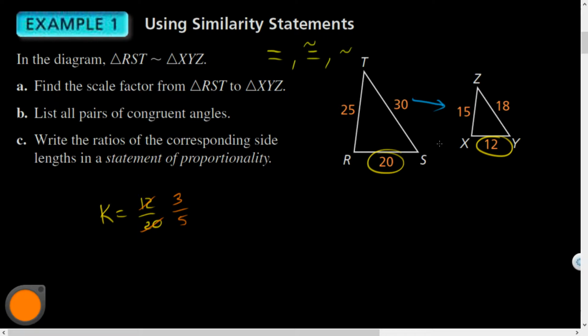And notice that's true for these 2 sides, RS and XY. It's also true for all of the other sides if these are truly similar, which they told us they were, so we're going to believe them. So there's my scale factor.